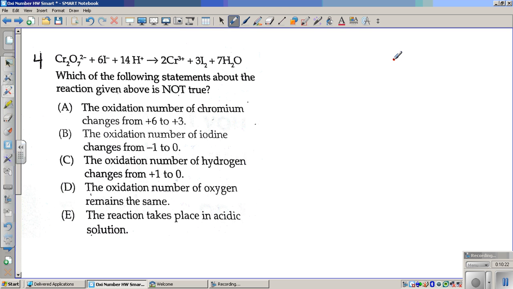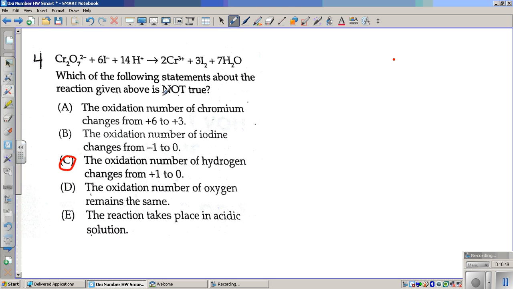All right, so for number 4, we've got this equation. It says, which of the following statements about the reaction given above is not true? So it's just asking us about different elements. If you notice, again, they're trying to take up your time. They've got chromium on there, iodine, hydrogen, and oxygen. So you're going to have to go through this problem one by one. We know that the answer is C, so let me just explain why it is C, and then we'll be able to better go through it.